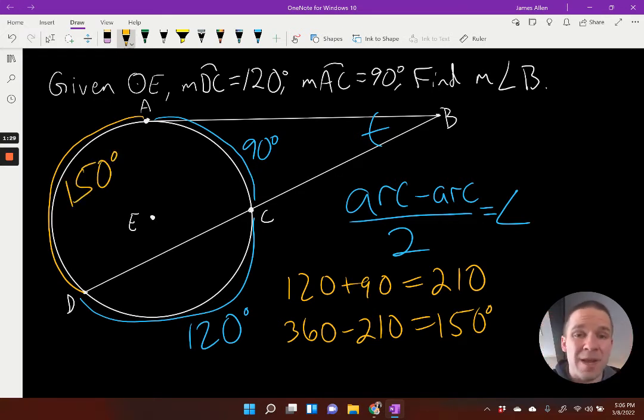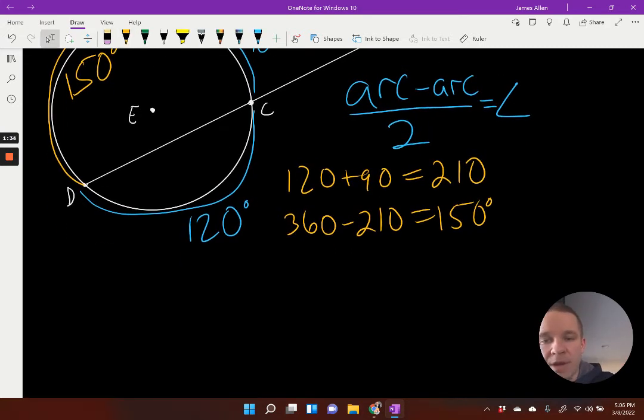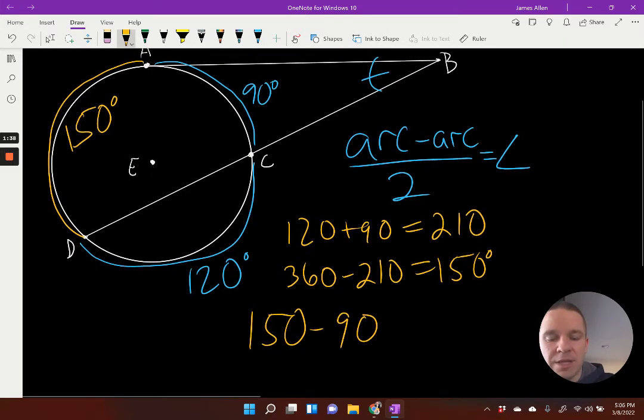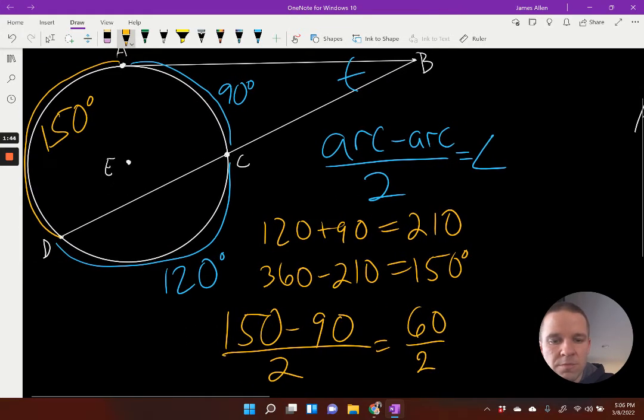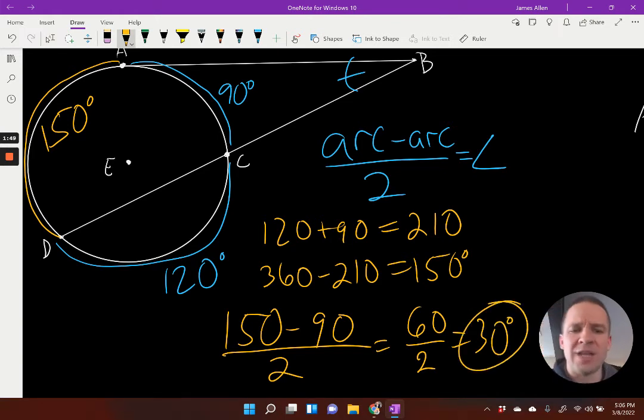Now, do I have the information that I need to figure this out? Heck yeah, I do. All right. So I've got my big arc, 150, minus my smaller arc, which was 90 right there, right? Divided by 2. So I've got 60 divided by 2, and that's going to be 30 degrees. Boom. Dunzo. That's angle B right there. I think we have time for one more in this video.